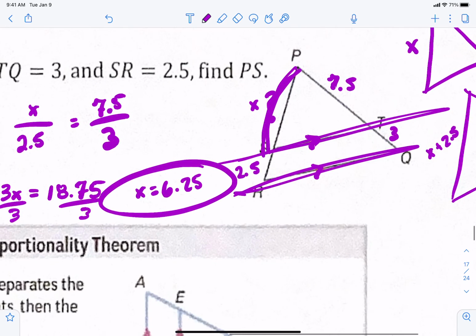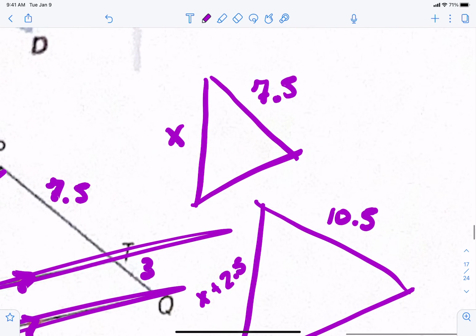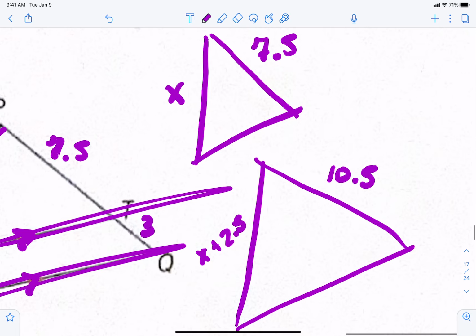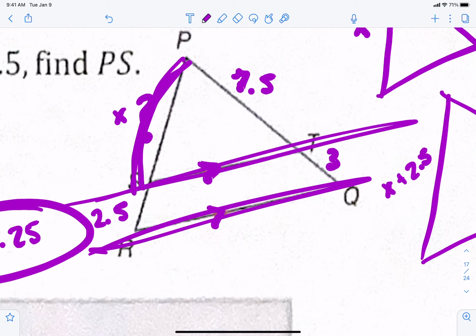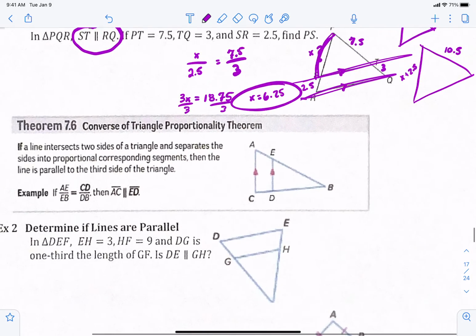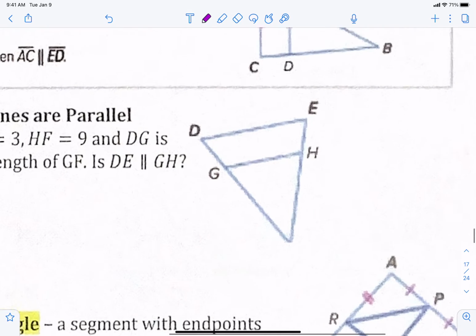Good? So, gone are the days where we have to separate them out and do a big triangle and a small triangle, as long as those lines are parallel. You still have to do that for the previous sections where they're not parallel. Good? Moving on down here, determine if they're parallel.